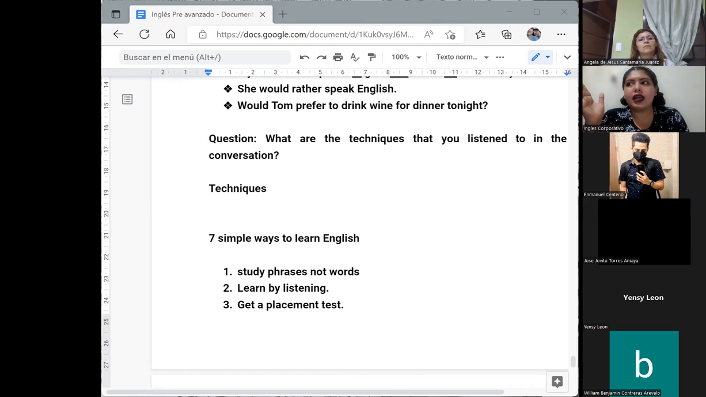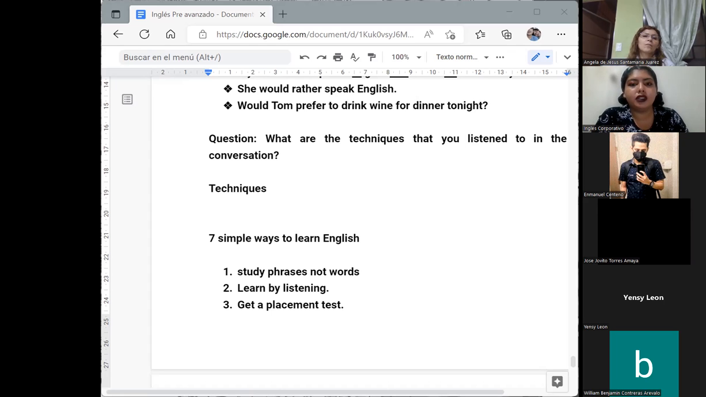When you have a higher level, you need to watch the movies with English subtitles because you are going to practice the listening and also the reading, because in some cases we hear something different. When we are reading the subtitle, we know what the word is that they are using. So in that case, we need to improve the level of the practice.